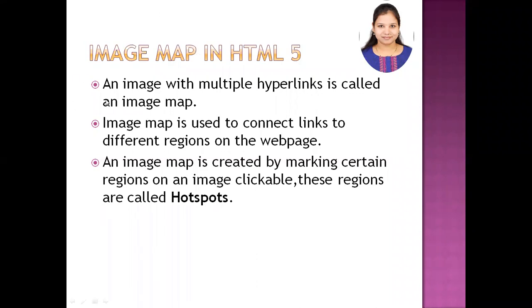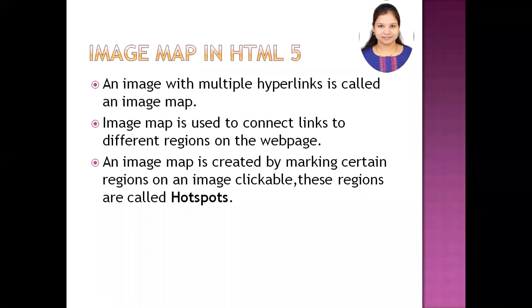Image map means an image with multiple hyperlinks. One image contains multiple hyperlinks. What do you mean by hyperlink in HTML? Hyperlink means whenever I want to join two web pages, or connect web pages, that time the hyperlink is used. So the image itself containing multiple hyperlinks is called an image map.